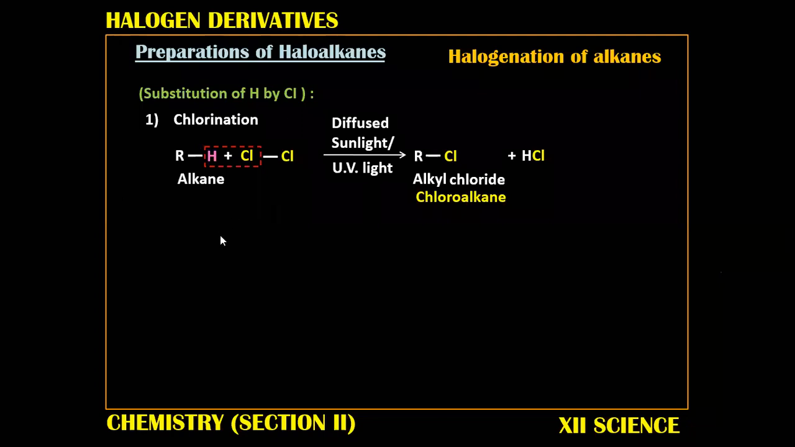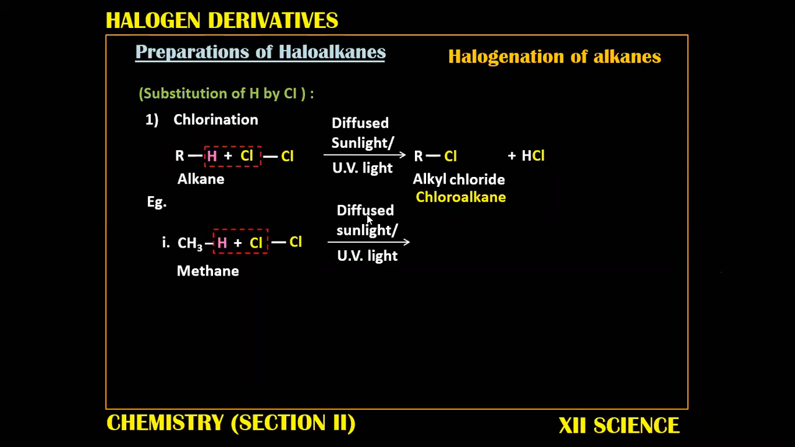Now we'll do an example which you have all already studied in your 11th standard. Methane, CH4. When methane undergoes chlorination in the presence of diffuse sunlight or UV light, we get methyl chloride and HCl. Methane when reacted with chlorine gives methyl chloride, chloromethane, along with HCl.